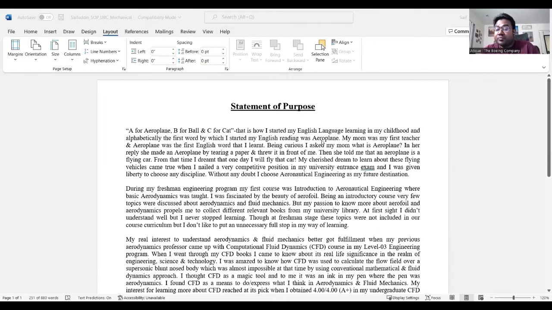And his dream came true when he secured a very competitive position in his university entrance exam, because he was given the independence or the liberty to choose any discipline or major. Without any doubt, he chose aeronautical engineering as his future destination because of his childhood passion, which he was carrying throughout these days, to become knowledgeable or an educated person in this area, about aviation or the aircraft.